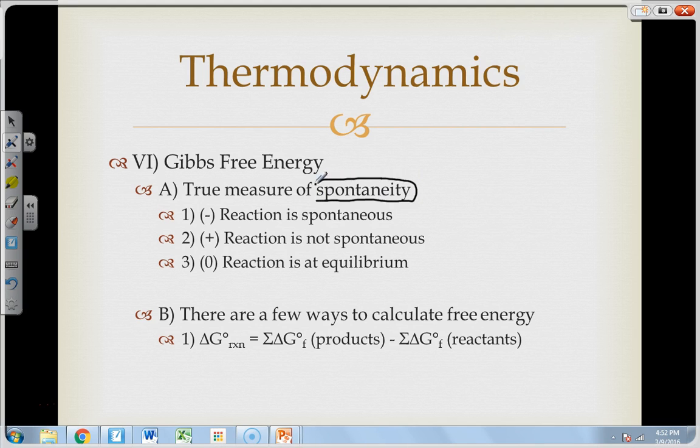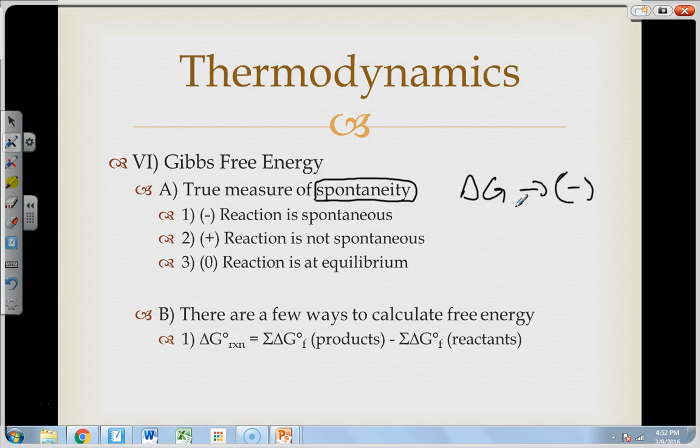If you see any question that asks if the reaction is spontaneous, the question is really asking you, what is the delta G of the reaction? Okay, delta G is the symbol for the change in free energy. And if the reaction has a negative delta G, that means that the reaction is spontaneous and it will go without any outside help toward the products. Okay, that's what that means.